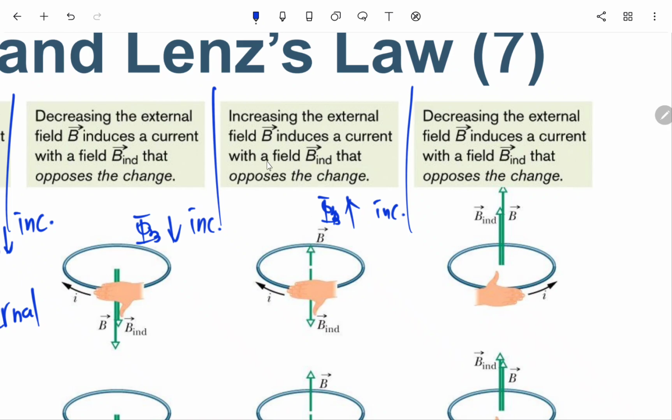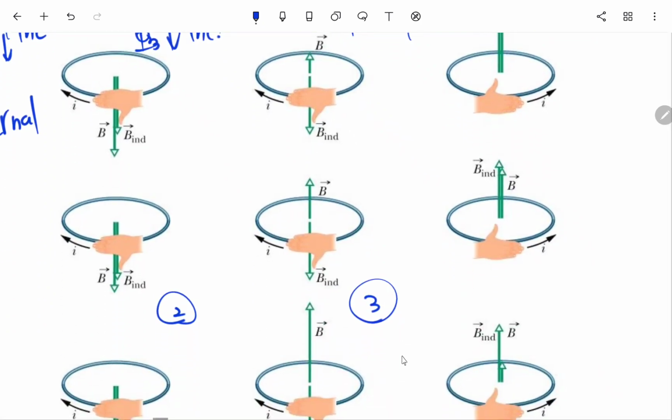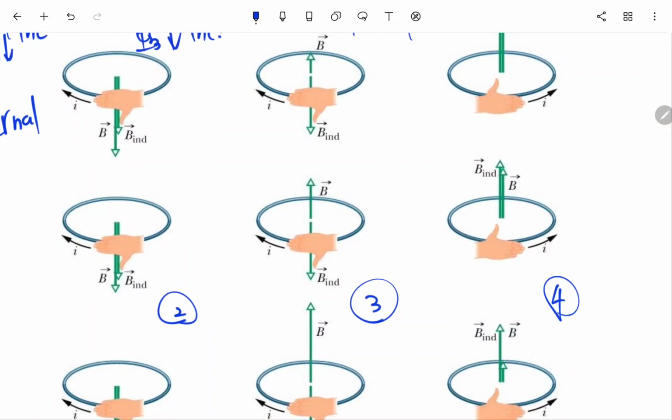So still a field B induced that opposes the change. Okay, all the way opposite the change. As phi B is pointing upward and increasing, if this B induced tries to oppose the change, this B induced should be pointing downward. And still similar to the previous one, the I should be like clockwise to generate this B induced. Okay, so this is the third case, and finally the fourth case.